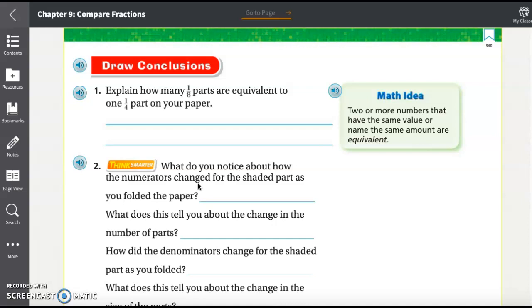Number one says, explain how many 1/8 parts are equivalent to 1/4 part on your paper. The correct answer to that was there are two 1/8 parts in 1/4 part, so 2/8 equals 1/4. It's a little tricky to understand. That's why you need that paper, okay?